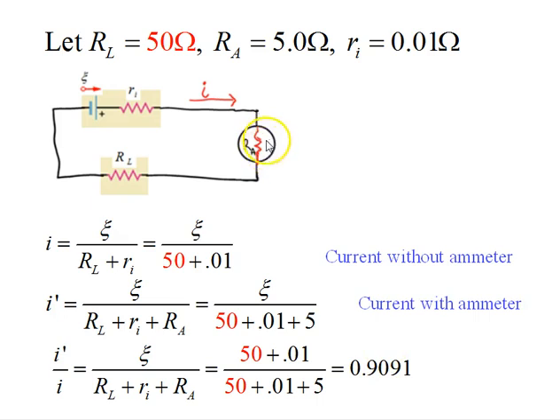resistance ammeter. So that's why it becomes important, if we're trying to measure smaller currents, that we need to have a smaller internal resistance in our ammeter.